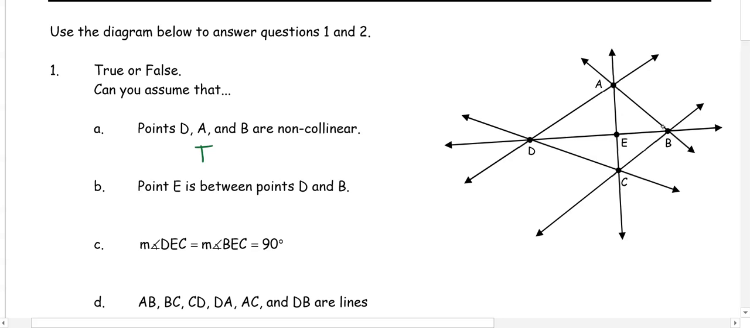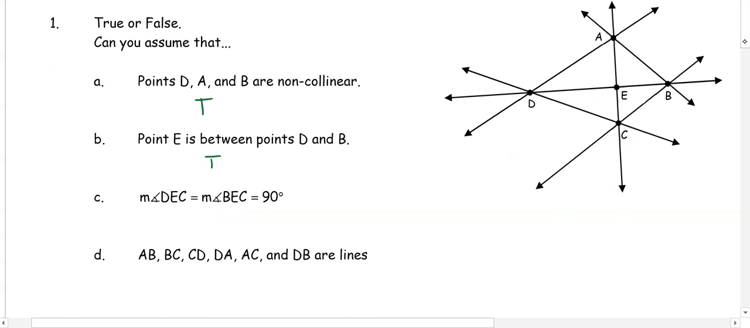In B, point E is between those, so that would be true. Letter C, angle DEC, this angle, and angle BEC, this angle, equal 90 degrees. Now, there is no marking there, so we don't know if that's true, so false, we cannot assume that. D, AB, BC, CD, DA, AC, and BD are all lines. Well, we only need 2 points to form a line, so this is true. We can assume that those are all lines.